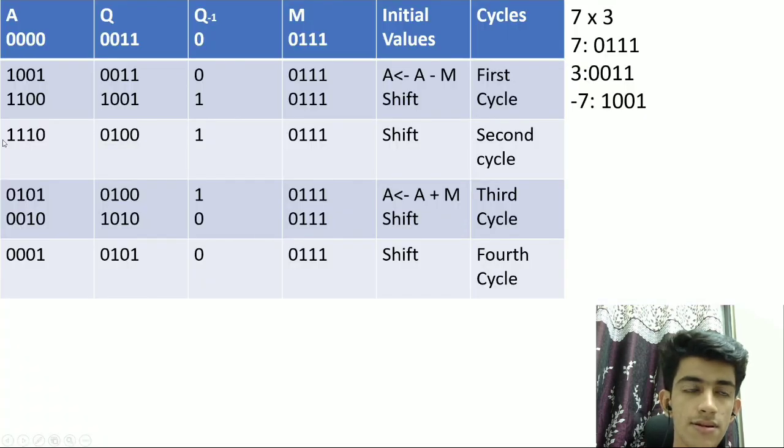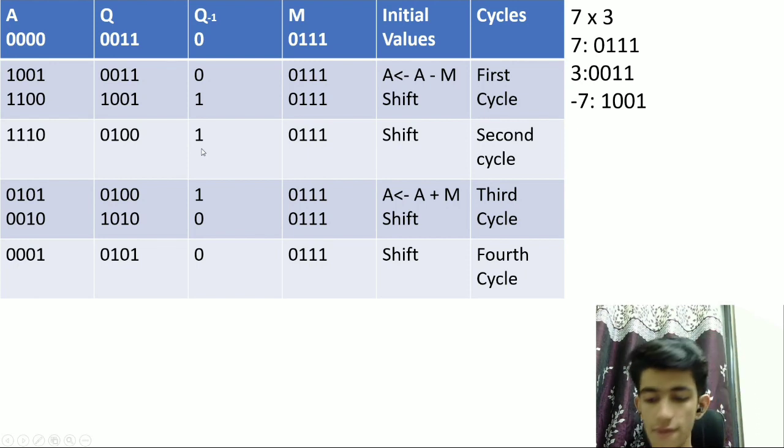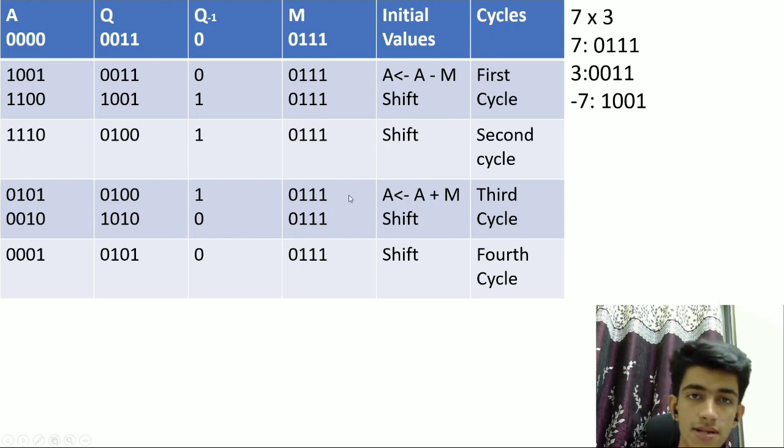So at the end of the second cycle, we have 1110 in register A, 0100 in register Q, and 0111 in register M. Here the Q0 digit is 0 and Q minus 1 digit is 1. As per our flowchart given, we should perform A equals A plus M operation.